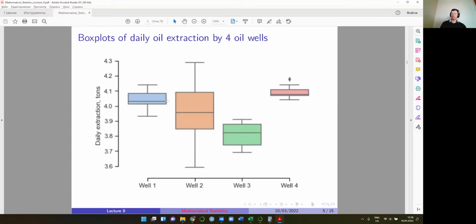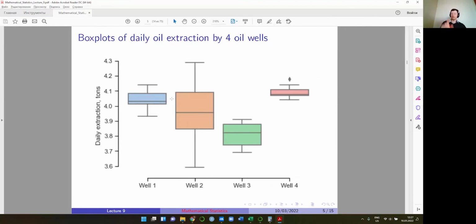The line in the middle of the box is the median. I hope you remember what the median is. Though this is an empirical median, it divides all our observations into 50% above and 50% below. So it means that for 5 days this first well produced more than this number, something like 403 probably, and for the other 5 days the production was lower than this number.